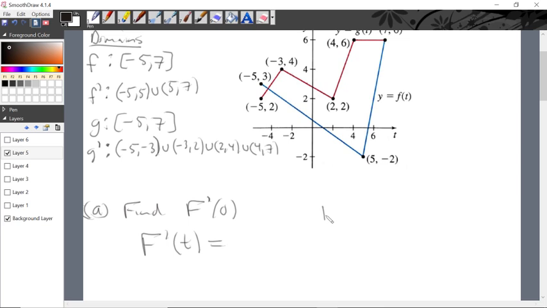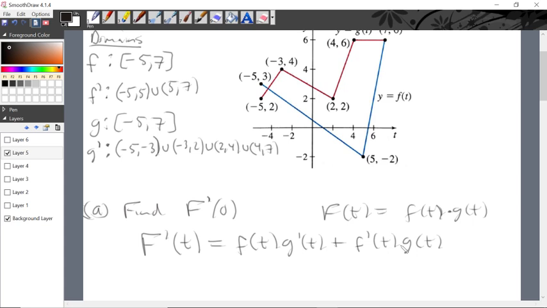F prime of t, right, we're using this, right? Big F of t is f of t times g of t, a product. So we use the product rule. So this is equal to f of t, g prime of t, plus f prime of t, g of t. Then we can plug in 0. So big F prime of 0 is equal to f of 0, g prime of 0, plus f prime of 0, g of 0. And we need to find those 4 bits of information by using the graph.